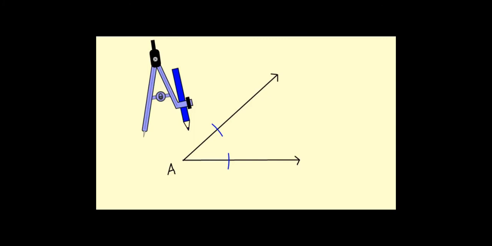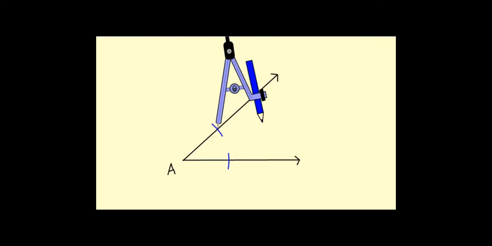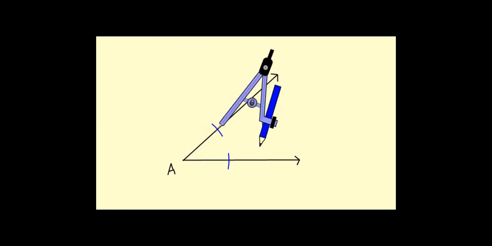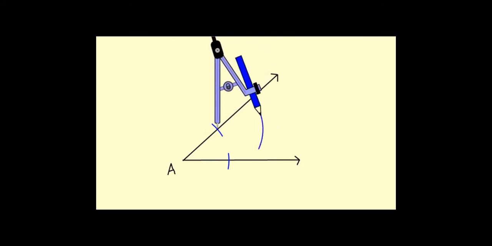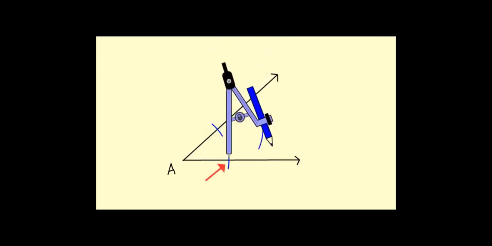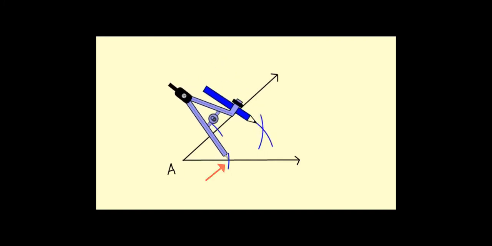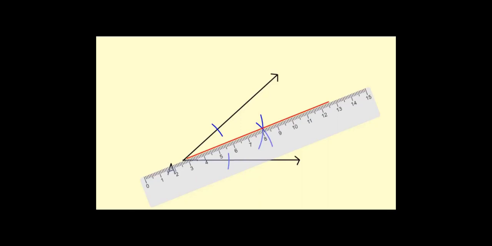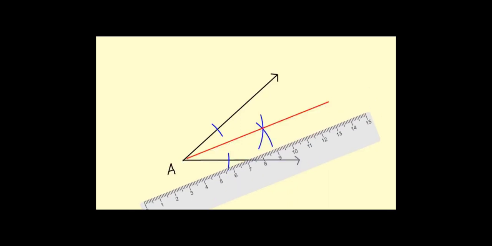Then I'm going to take my compass and put the point where that arc intersects the first ray, and draw an arc in the interior, and then pick it up, put it on the other point of intersection, and do the same thing. You'll notice that I have an X in the interior of the angle. So I'm going to connect my vertex point A with that point of intersection of the two arcs, and that will be my bisector. What I've drawn here is the bisecting ray for that angle.